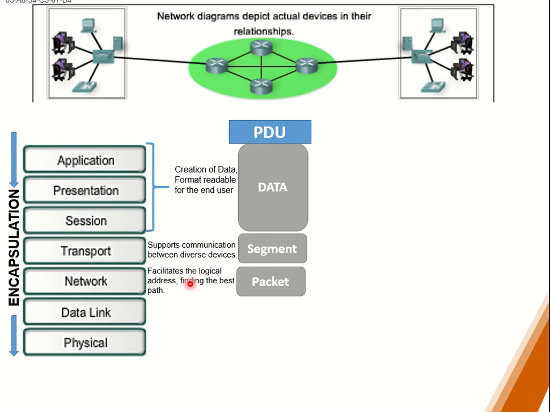Alright? So next. Once our data reaches the data link layer, again, the data link layer adds some important information so that it can facilitate the physical address and prepare the data to be transported onto the media. Once the data link layer has added it, we call our message a frame. Alright? So take note: the network layer adds the logical address, while the data link layer adds the physical address.